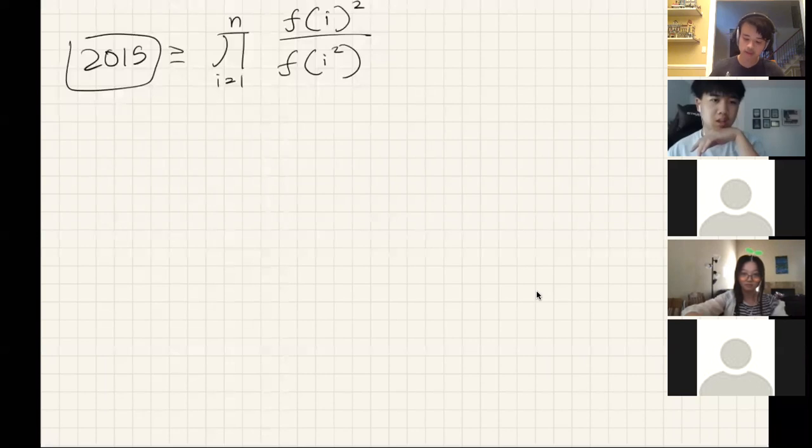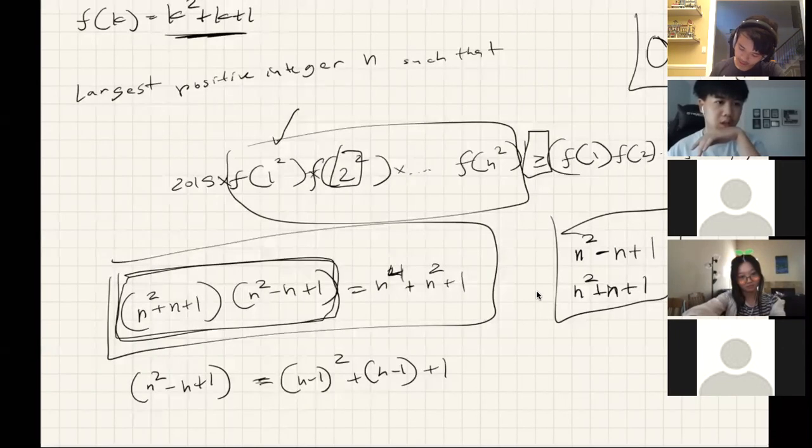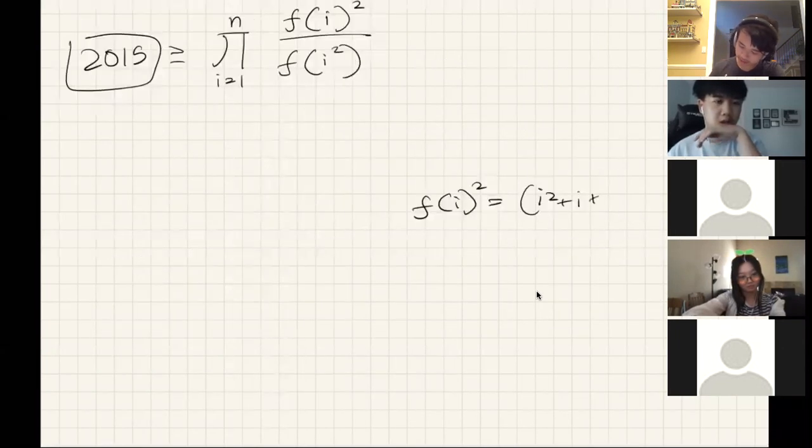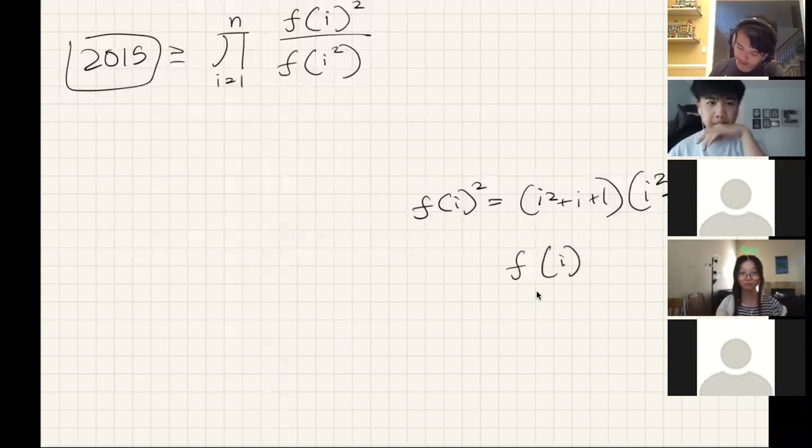So the key idea to deciphering this is to use the fact that f of i squared equals i squared plus i, equals i squared plus i plus 1 times i squared minus i plus 1, and this is actually equal to f of i times f of i minus 1.